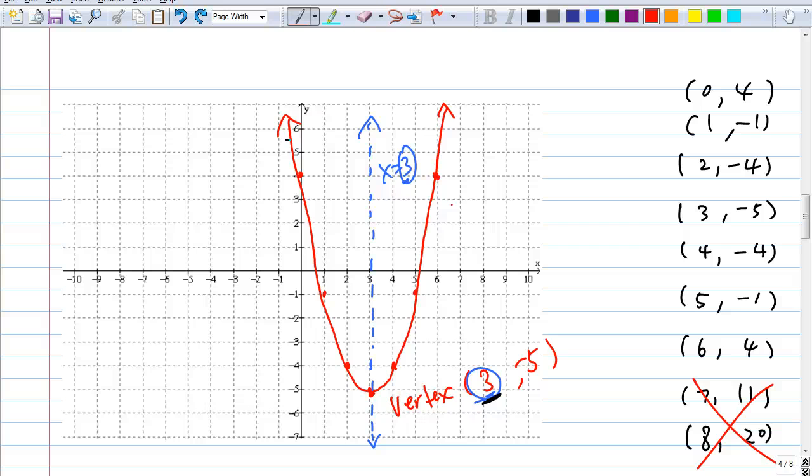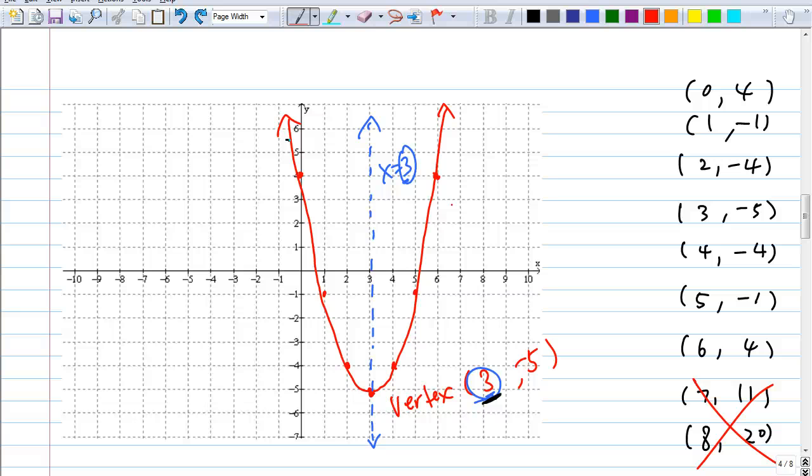Some person asked, hey, Mr. Huang, as you put in more x's, do they ever kind of cross? Does it become kind of like an oval? The answer is no. If it did, would it be a function? No. Why not? It would not pass the vertical line test. Does that make sense? Okay.